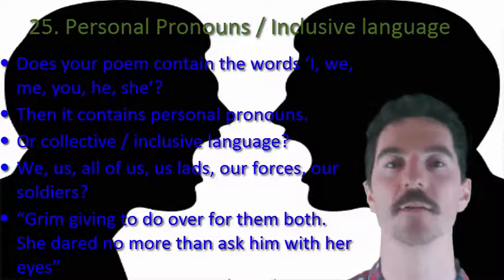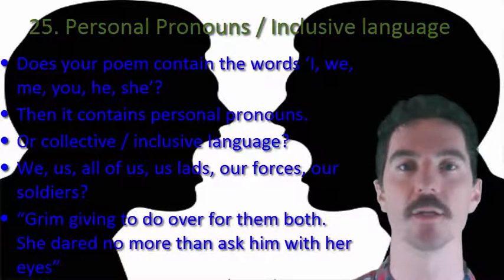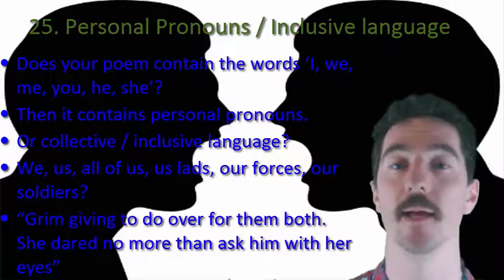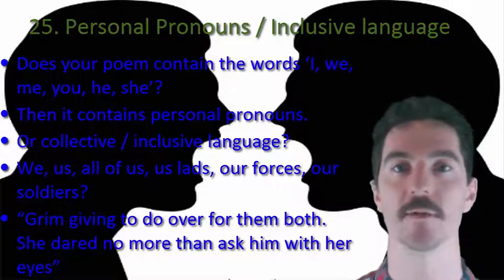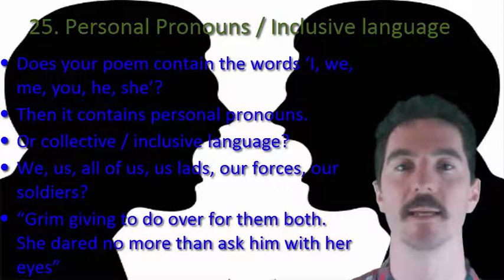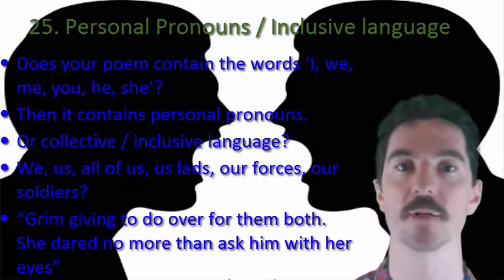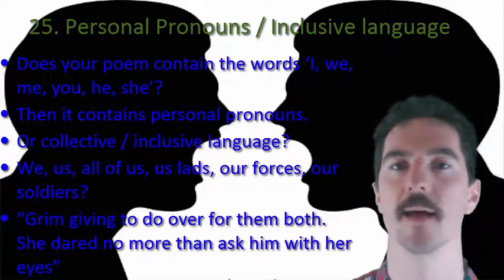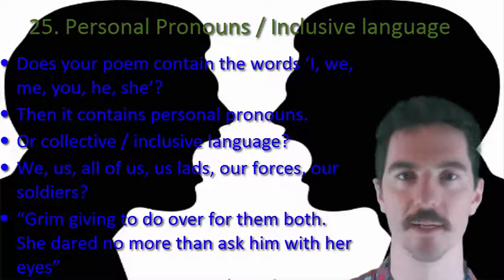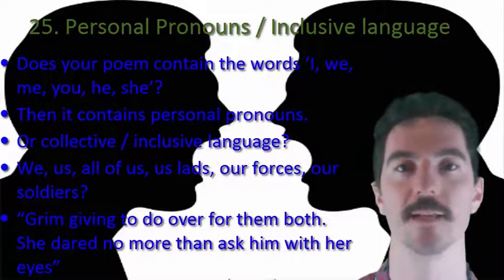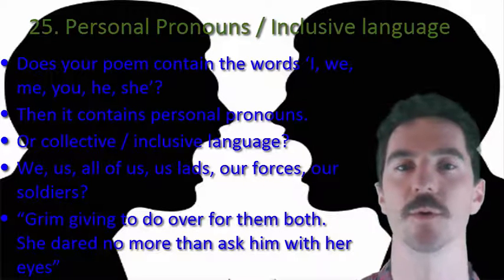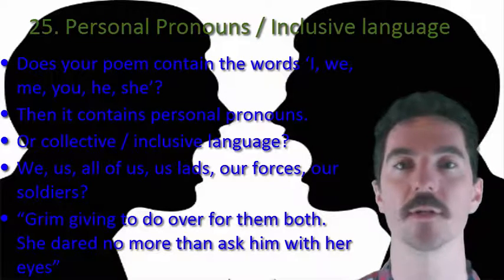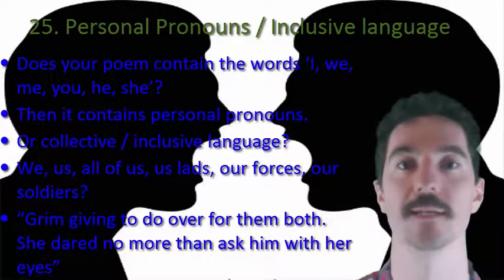Technique 25 is personal pronouns and inclusive language. So are he, she, they, us, we referred to? And you're basically ruling out two categories. If it's just he, she, they, then that's personal pronouns, whereas inclusive language is us, we, all of us as a people, Australians. Anything that includes is inclusive language, whereas anything else is simply personal pronouns. Why are these used? Which of these two columns are used, and why, and what effect does this have?